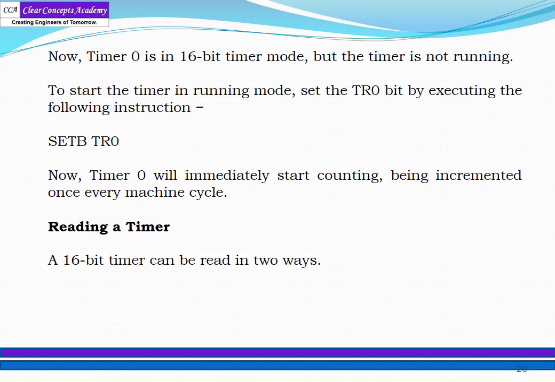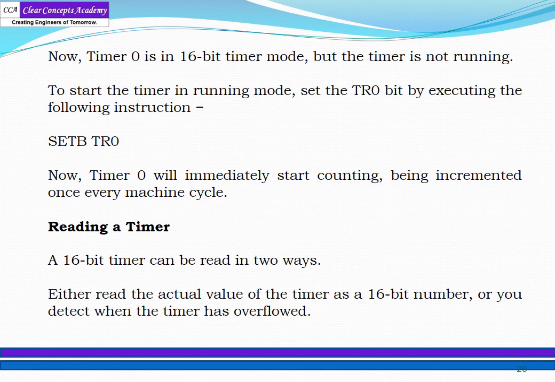Reading a timer. A 16-bit timer can be read in two ways. Either read the actual value of the timer as a 16-bit number, or detect when the timer has overflowed. You can either read the timer register or use the timer overflow. When the timer overflows, it goes from FFFF to 0000, so it will be all 0.